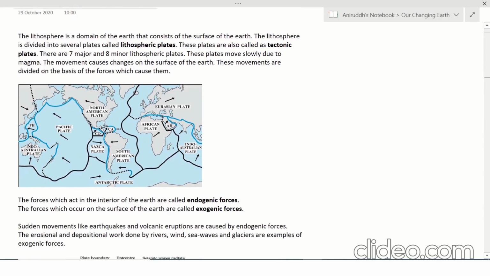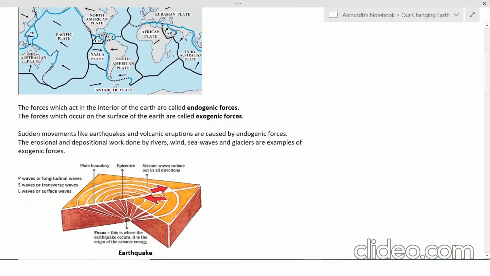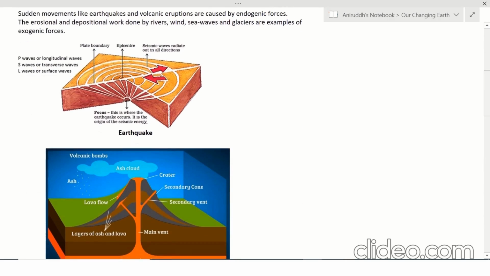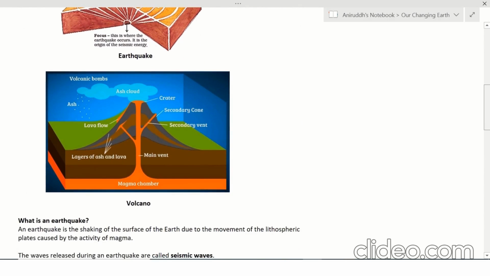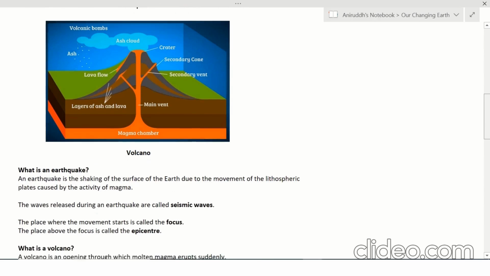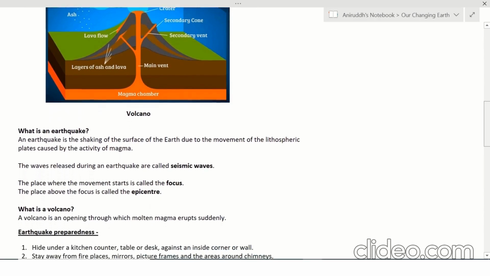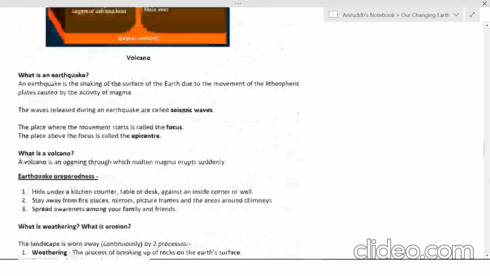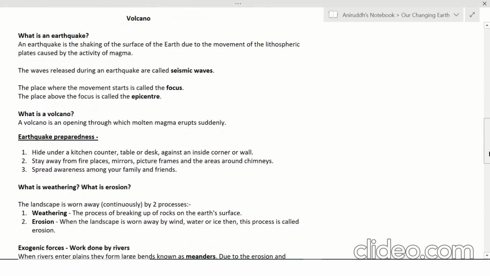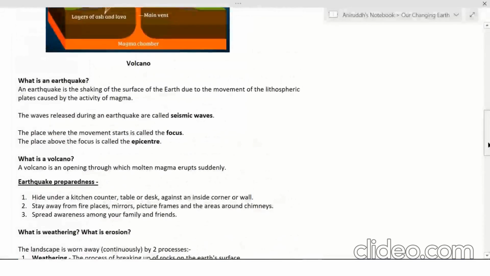In my previous video, we discussed the lithospheric plates, endogenic forces, and what endogenic forces and exogenic forces are. We discussed earthquake and volcano, what is an earthquake, what is a volcano, and seismic waves, focus, epicenter. In today's video, we learn earthquake preparedness, then what is weathering, what is erosion, and the work done by rivers.